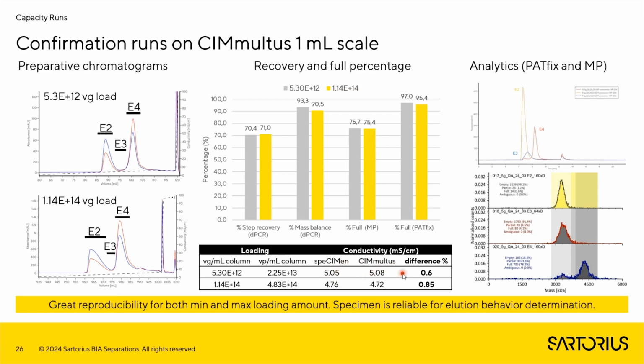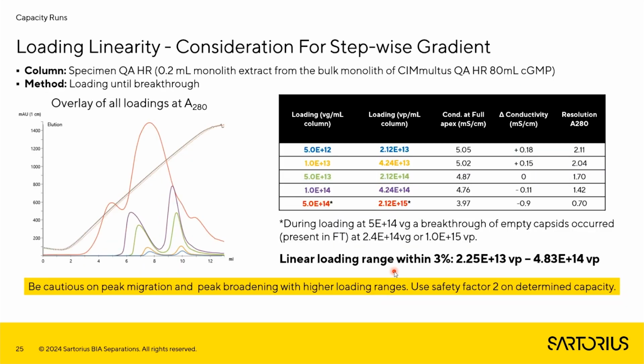The last table on this slide also shows the comparability between the specimen and the CIMmultus column, and these are again confirmations. Is the specimen a reliable tool for determining my column elution behavior? If we compare the conductivities at the full apex of the peak, both specimen and CIMmultus are in accordance. The difference between the two is less than 1%. So whatever was seen on the previous slide, we can tell for sure that we will see the same profile on a larger scale.